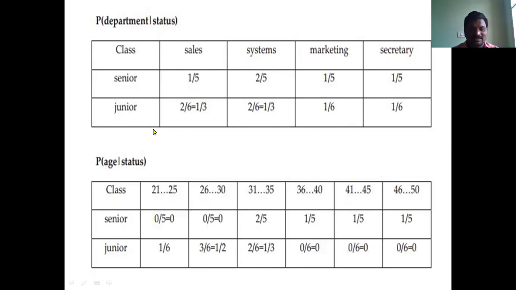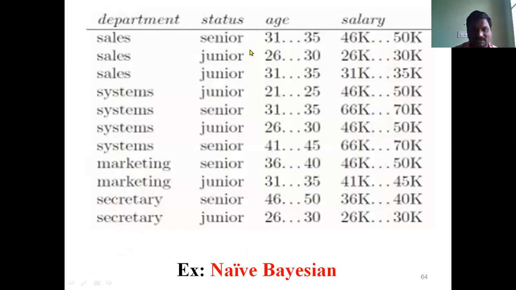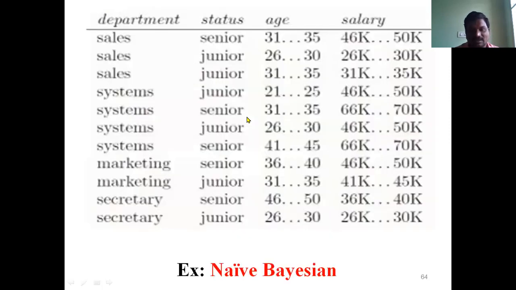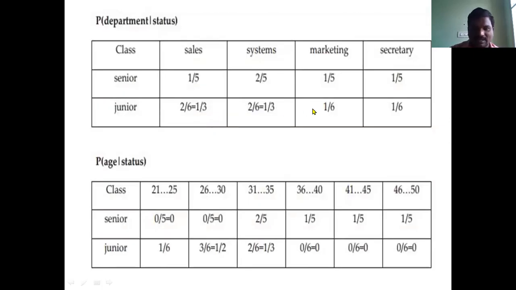And then juniors are there. Similarly, we will identify the junior representation. How many juniors are there? 1, 2, 3, 4, 5, 6. Six juniors are there. Among the six juniors, two juniors are in the sales department. That means I am going to identify the sales department here. The status is sales department, 2 divided by 6. Similarly, system department. In the system department, 2 juniors are there, 2 divided by 6. And then the marketing department.